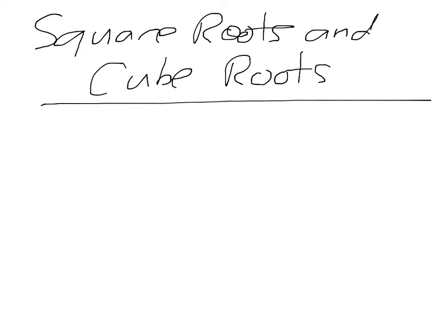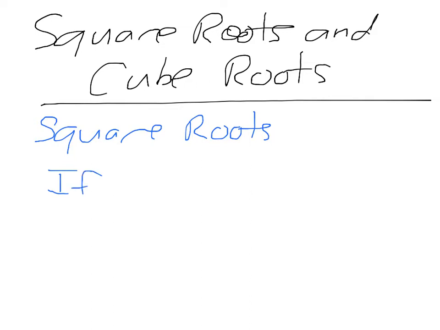Let's talk about square roots for a second. When you take the square root of a number, basically, you're looking for a number that when multiplied by itself gives you the original number back. So, for example, the definition is this for square roots. Let's write this down. Square roots.